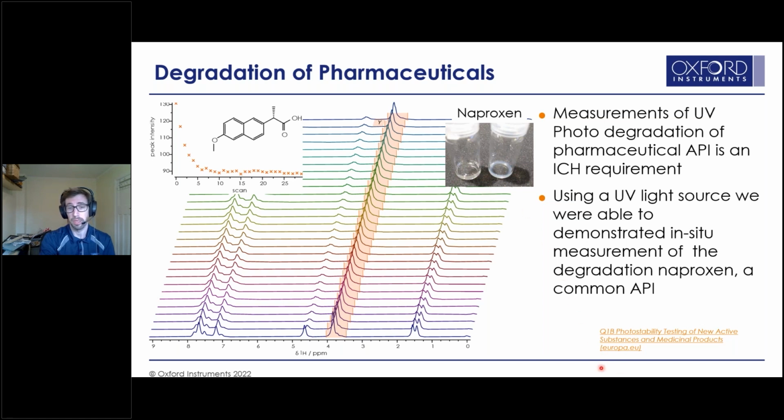But again, that means that you can test your drug candidates right there on the bench where you're doing your chemistry, where you're looking for your leads, to understand whether you're going to have these photodegradation issues when you look to combine those into final drug product.